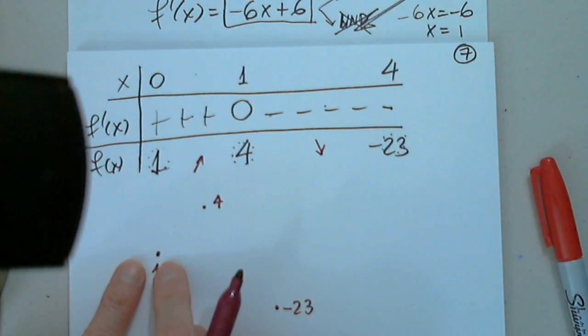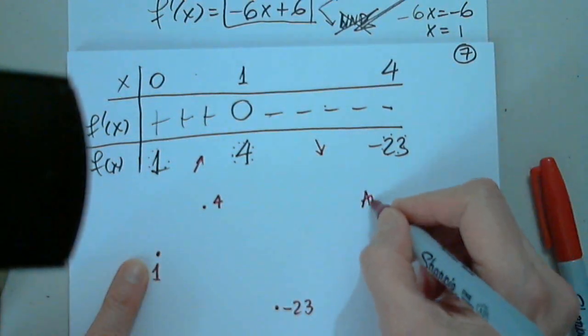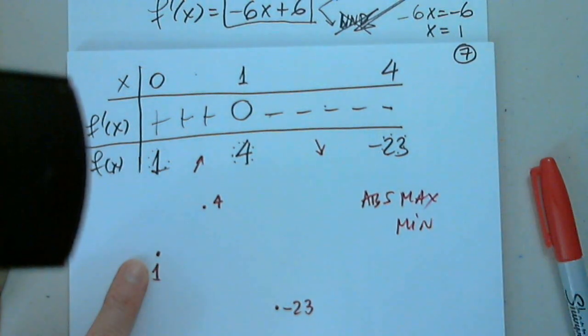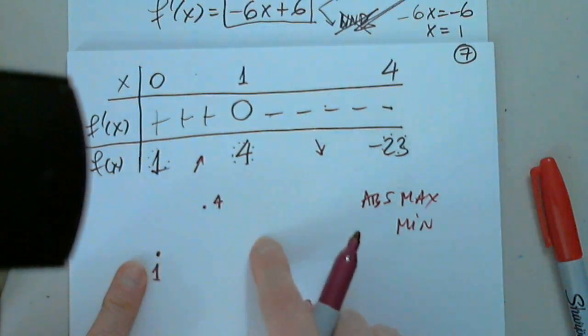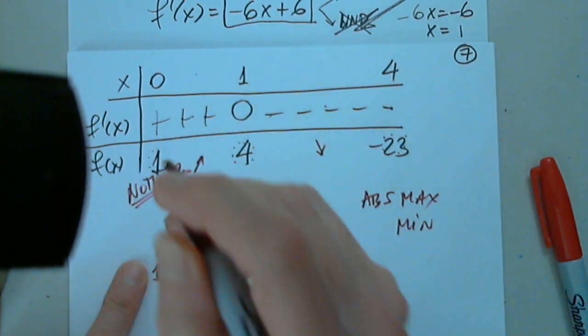What type of point is (0, 1)? Concave downward. What type of point? We're looking at absolute max or absolute min. Absolute min. It's neither. Nothing. Very good. Nothing. Good.